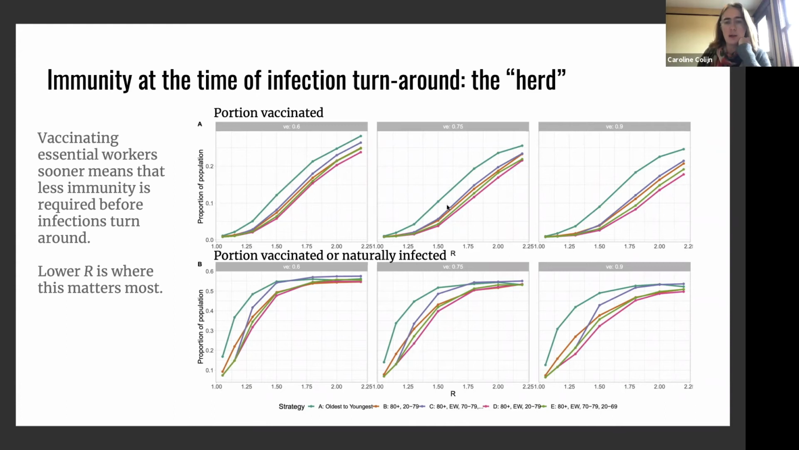Same here, how many people have to be vaccinated? Let's go down to the 1.25. You need only 5% vaccinated. Of course, a lot of people get naturally infected. That's the difference, the other 10%.